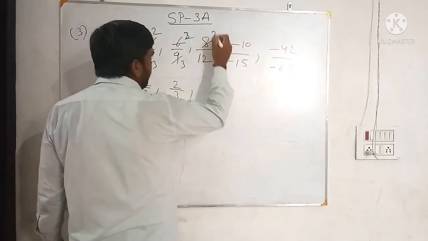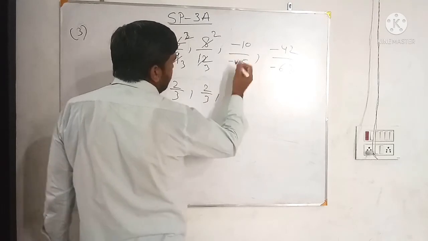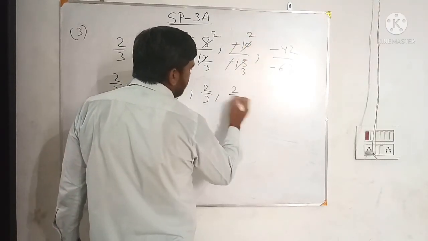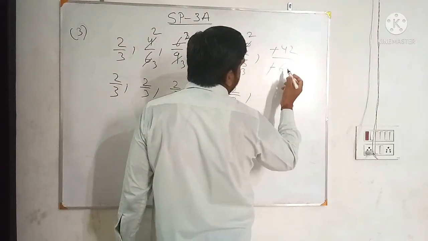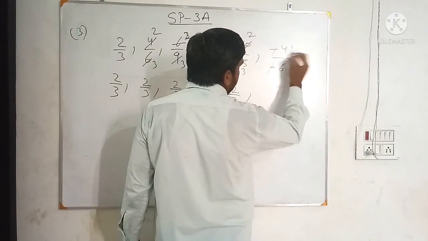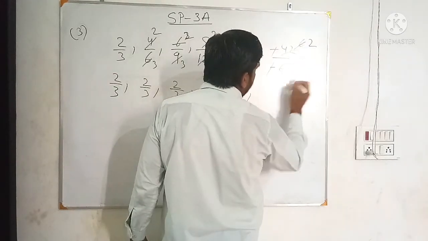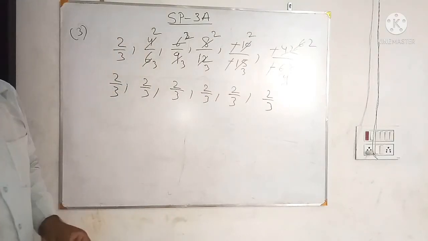See here, 4 twos are 8, 4 threes are 12. This is also 2 by 3. Here minus minus cancel, 5 twos are 10, 5 threes are 15, again 2 by 3. Here minus minus cancel. 7 sixes are 42, 7 nines are 63, again 3 twos are 6, 3 threes are 9. This is also 2 by 3. Yes, all the given fractions are equivalent fractions.